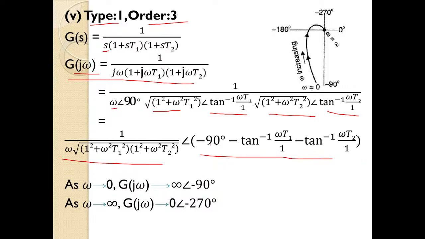Write down all magnitudes on one side and angles on the other side, and send them to the numerator. If you send the angles to the numerator, 90 will become minus 90, tan inverse of omega t1 will become minus tan inverse of omega t1, and tan inverse of omega t2 will become minus tan inverse of omega t2. Substitute omega equal to 0 and omega equal to infinity. When omega is 0, you will get magnitude infinity and angle minus 90 degrees, and if you substitute omega equal to infinity, you will get magnitude 0 and angle minus 270 degrees. So this is it.